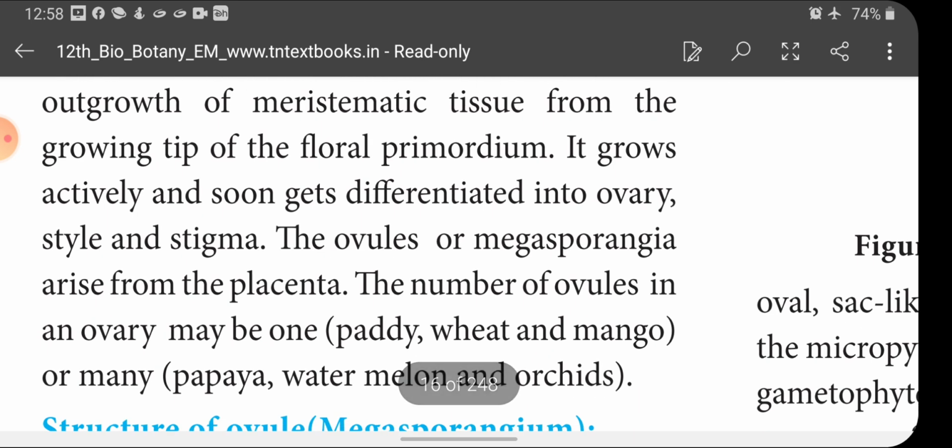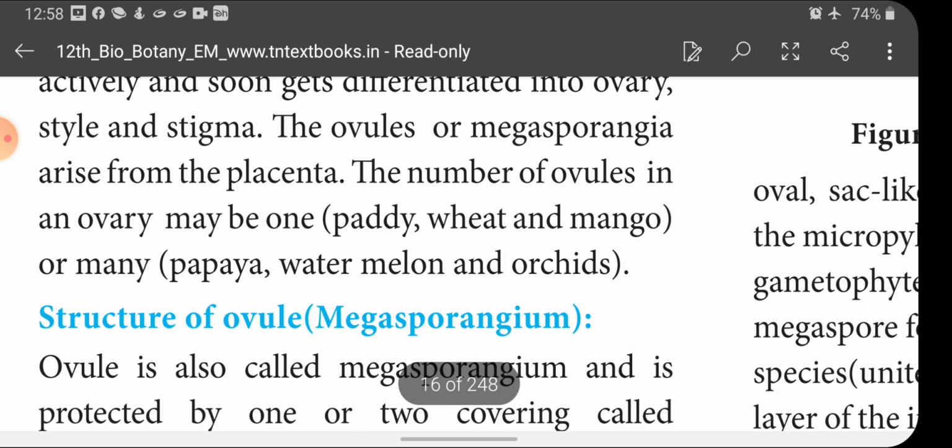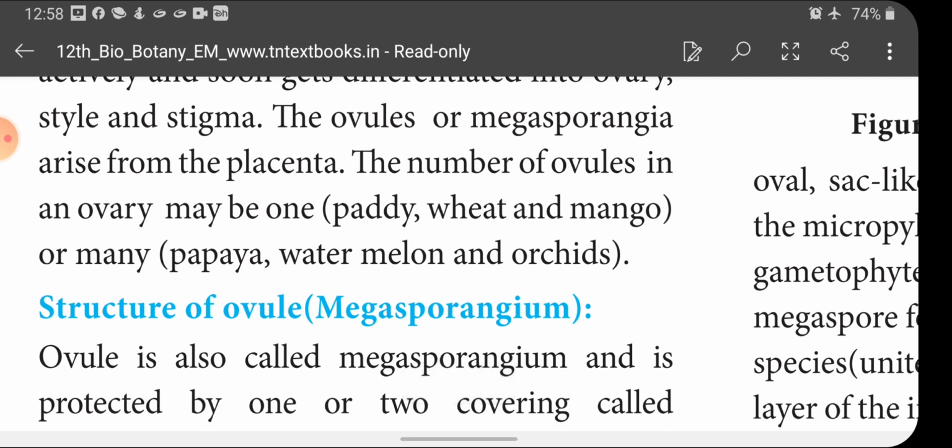The number of ovules in an ovary may be one, as in paddy, wheat and mango, or many, as in papaya, watermelon and orchids. Okay. So, the number of ovules in each ovary will differ. Some plants have only one ovule, in some plants they have many ovules. Okay. So, the examples are given here, please refer to it.